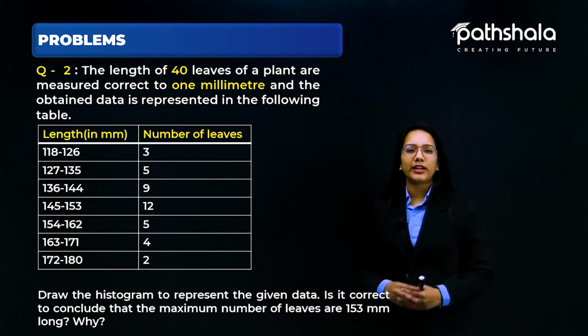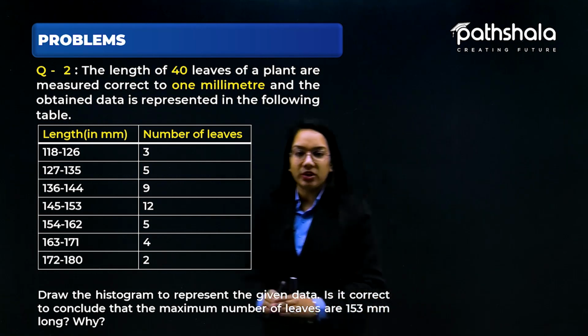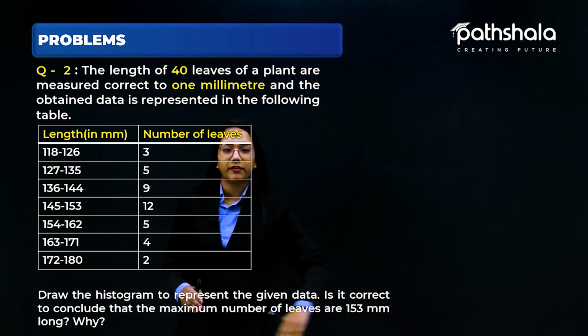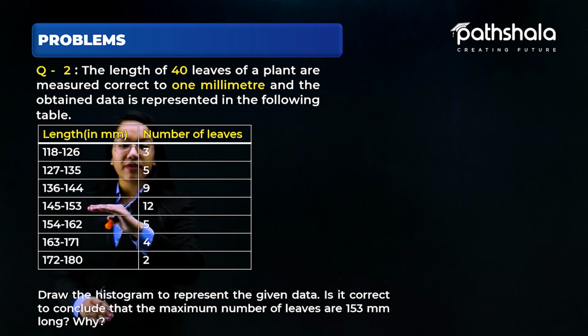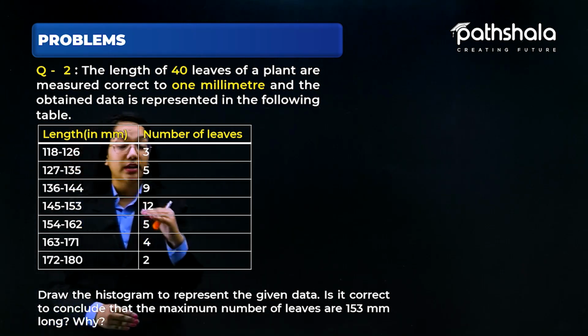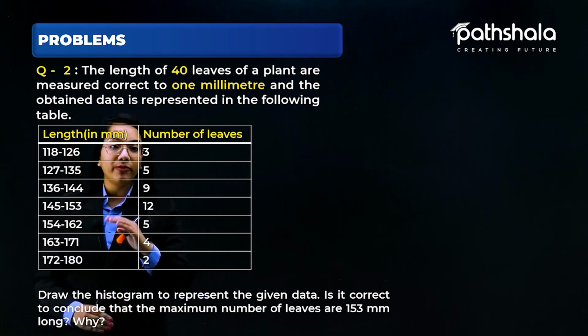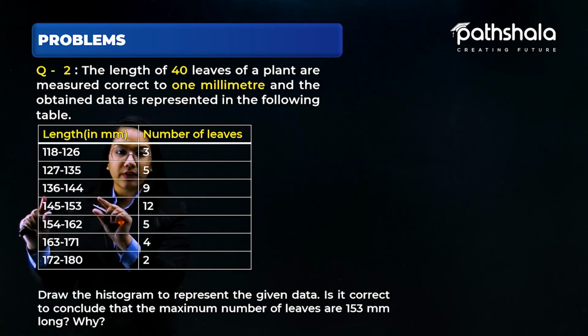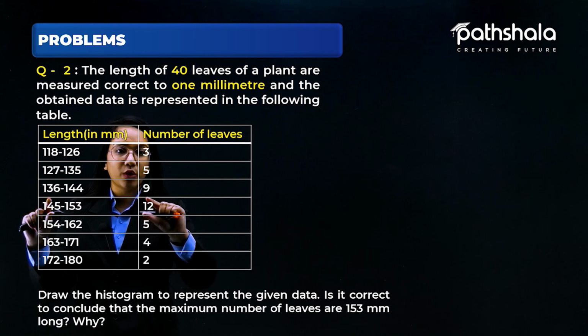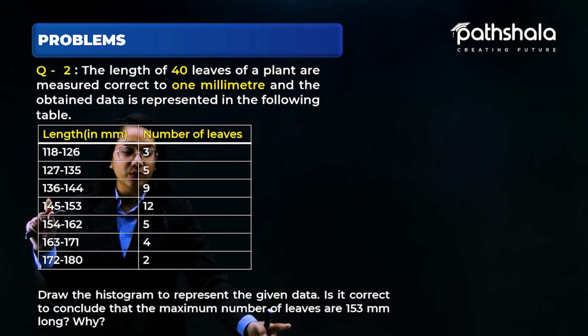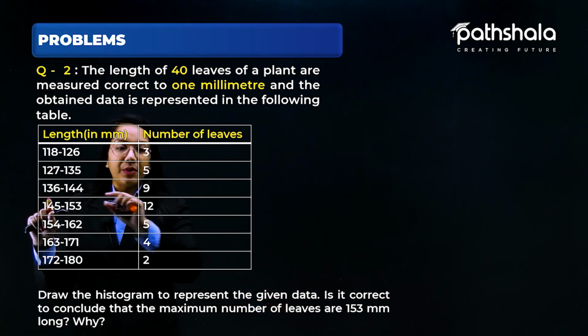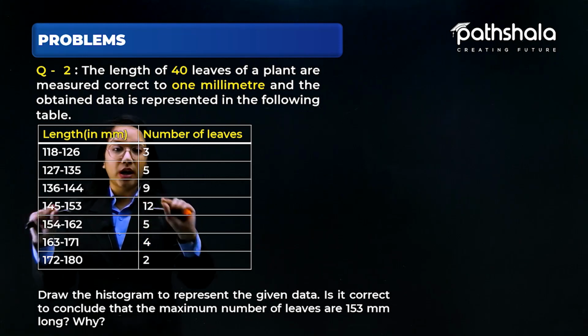So first of all, let us suppose I am just answering the second question. It says the maximum number of the leaves are 153 mm. Now you can see over here, there is only one class interval, 145 to 153, that has the maximum number of leaves, which is 12. So definitely the answer for the second one is no, it is not correct, because the maximum number of the leaves come under the 145 to 153 class interval.